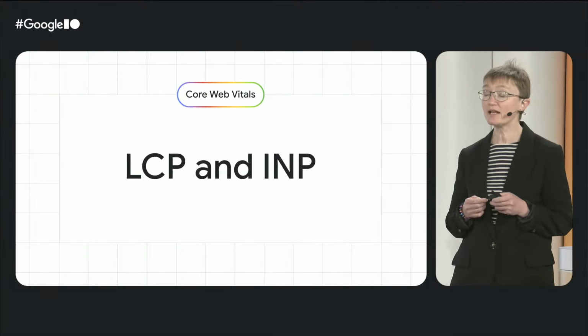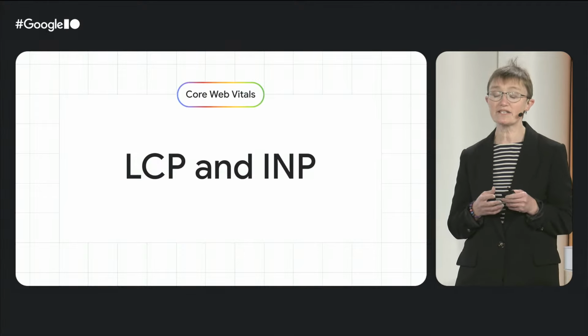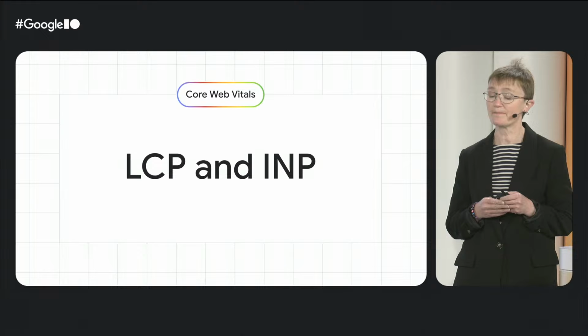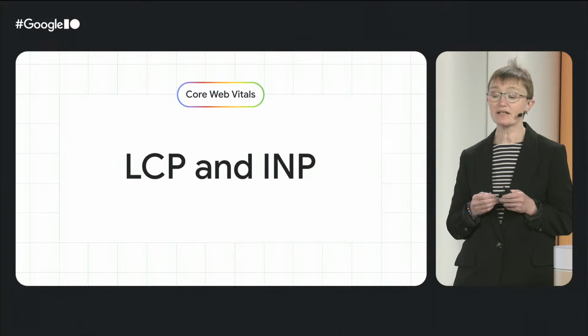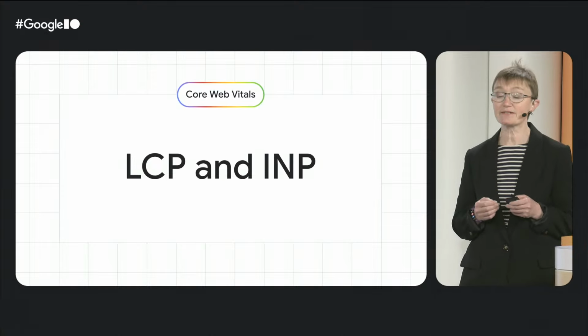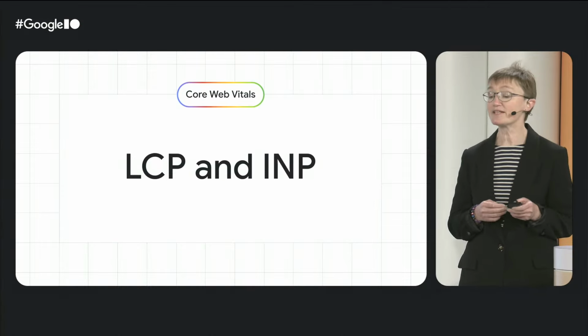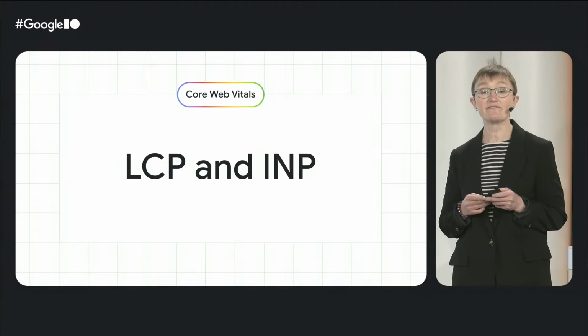And then we have LCP and INP. Web Vitals have been taken up by many people because they're so useful in letting you quantify the experience of your site and identify opportunities to improve. The Web Vitals initiative aims to simplify the landscape and help sites focus on the metrics that matter most, so the Core Web Vitals. Interop 2025 includes Largest Contentful Paint, LCP, and Interaction to Next Paint, INP, metrics by implementing the Largest Contentful Paint API and the Event Timing API across browsers.